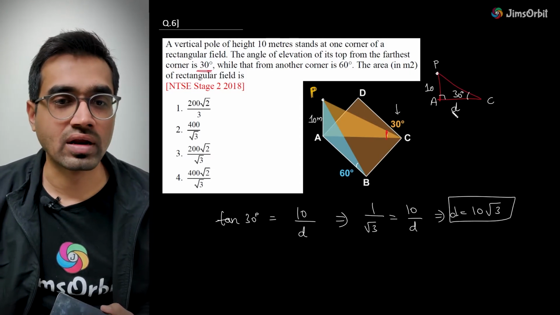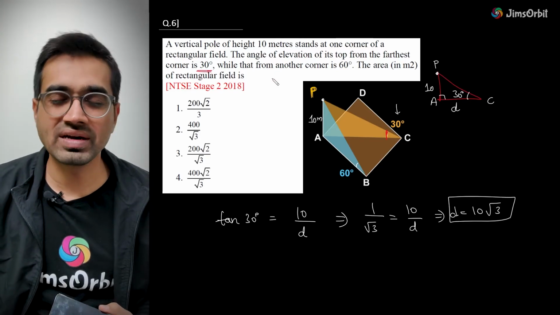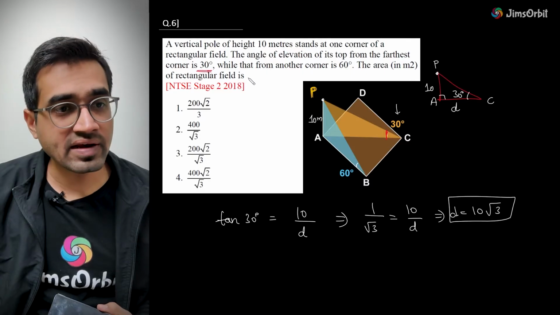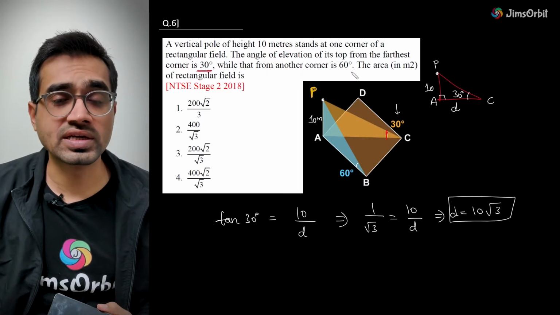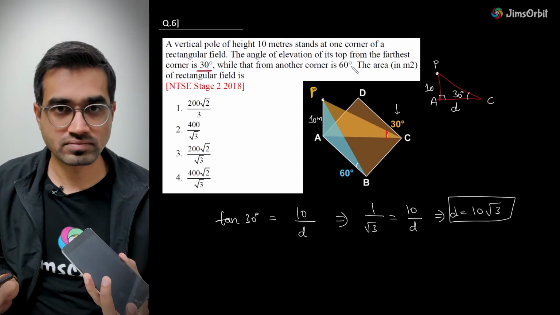We don't want the diagonal because that's not what the question asks. The area is being asked. But that's a different case. Let's wait for it. Okay. It's then written that from another corner it is 60 degree. Now they have not mentioned which corner. It can be any corner.